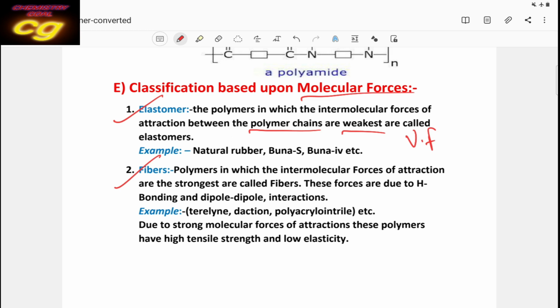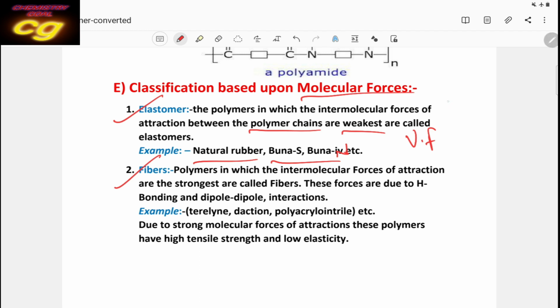What are these elastomers? These are your natural rubber, different types of rubber. You have to remember, different types of rubber are involved: Buna-S, Buna-N, and other types of rubber. These are called elastomers. They have elastic properties. The elastic property means they can be stretched. When you apply force, they extend, and when you release the force, they again come back to the original position.